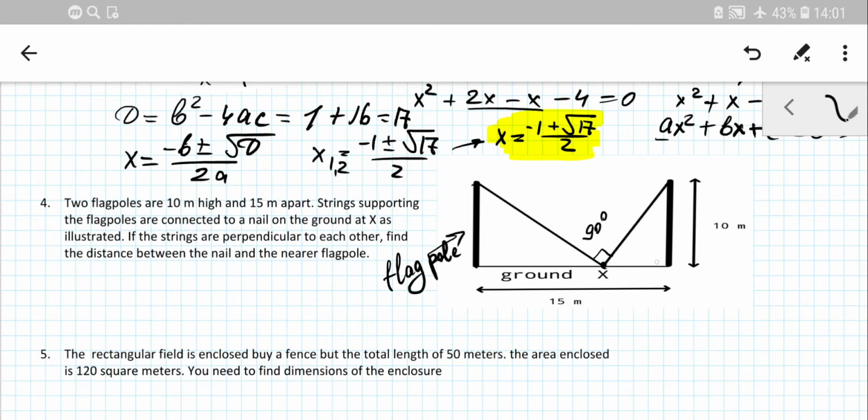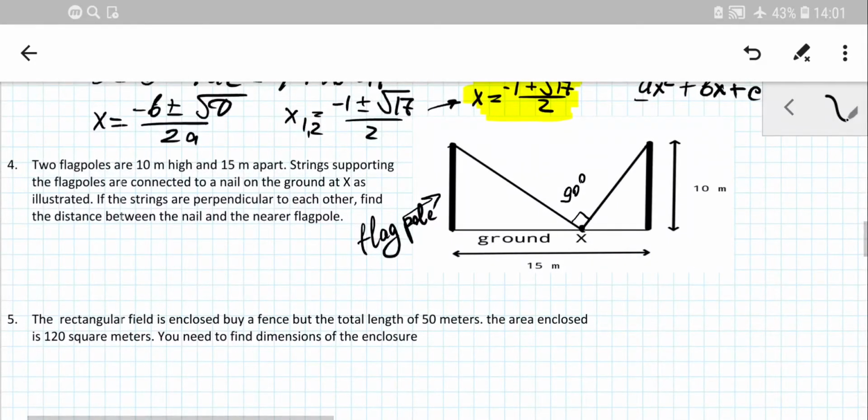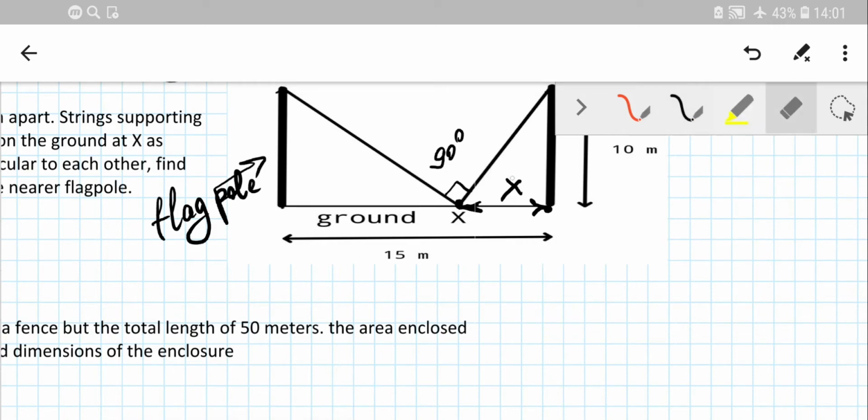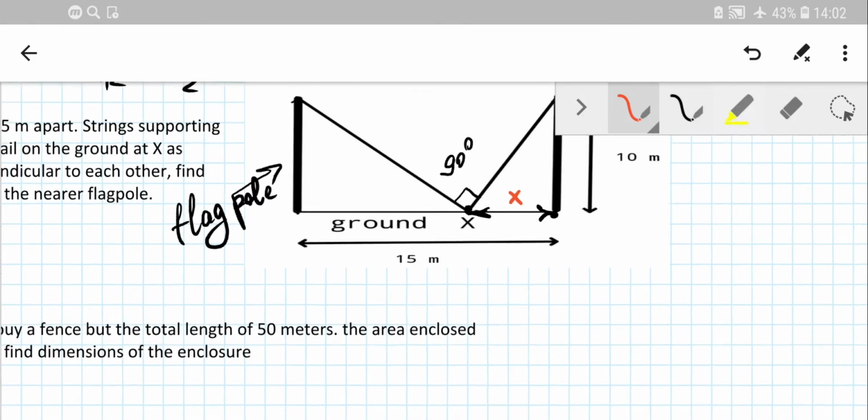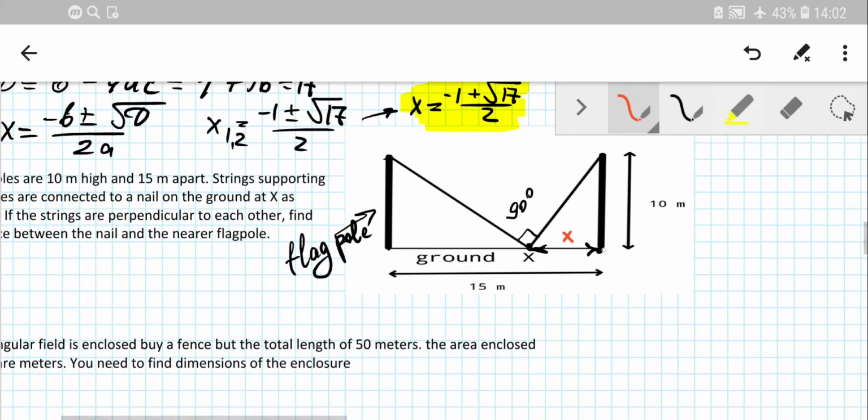Okay, so maybe it's not to scale, so we're not sure which flagpole is the nearest one to the point X. So anyway, we need to figure that out. What I recommend is to set up some input variables. Let's put x as the distance from this flagpole to that one. It's not a big X, but a small x. That's the distance to that flagpole.